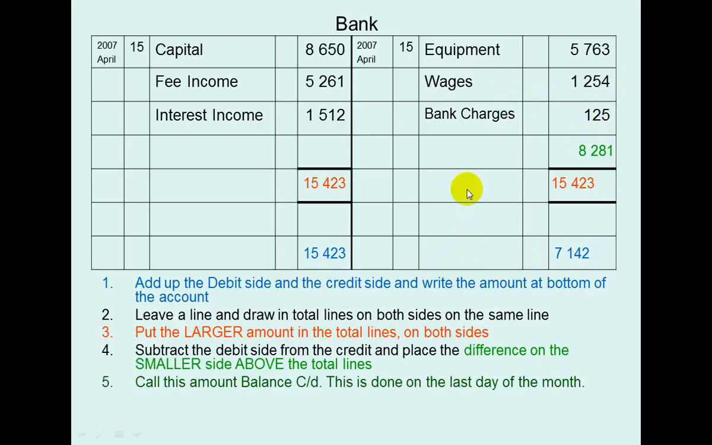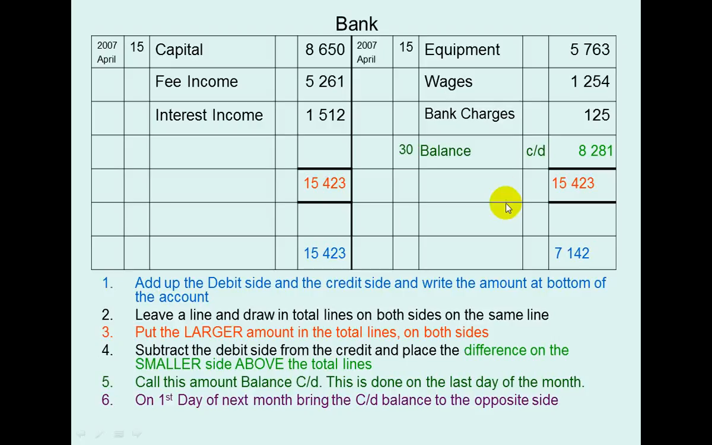I then call this balance CD for carried down, and this happens on the last day of the month. Lastly, I have to take this balance over to the new day of the next month on the opposite side. So I write May the 1st, balance brought down, 8,281. And those are the steps we use when balancing an account.